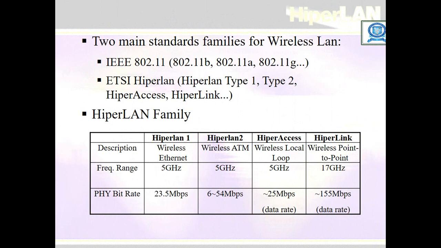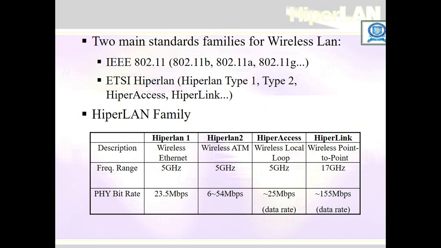The two main standard families for wireless LANs are IEEE 802.11 and ETSI Hyperlan. One is IEEE 802.11, which has different types: IEEE 802.11a, b, c, d, e, g, h, like that. And in ETSI Hyperlan, we have different types: Hyperlan type 1, Hyperlan type 2, and Hyperlan type 3, also called Hyperlan Access. Hyperlan type 4 is called Hyperlan Link. The table below shows the Hyperlan family differentiations.